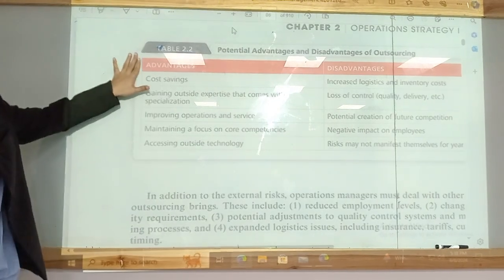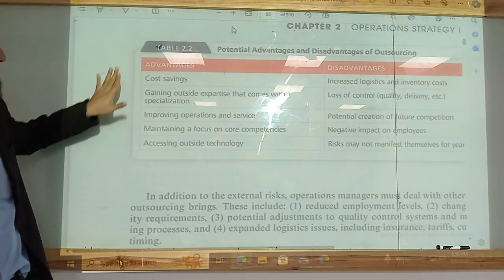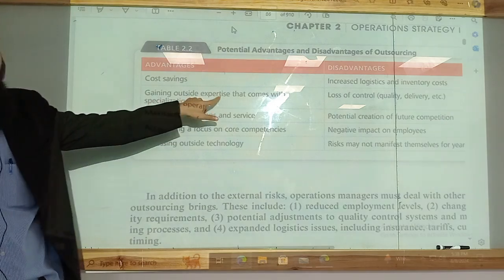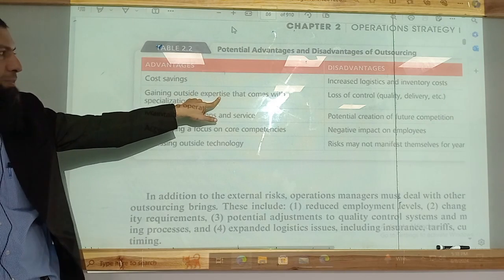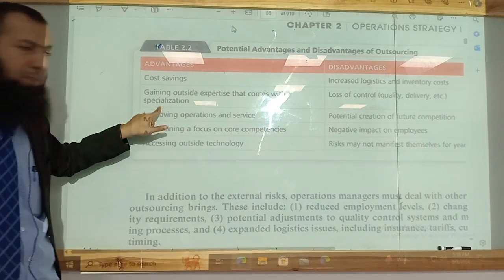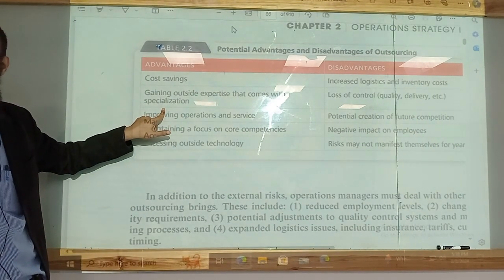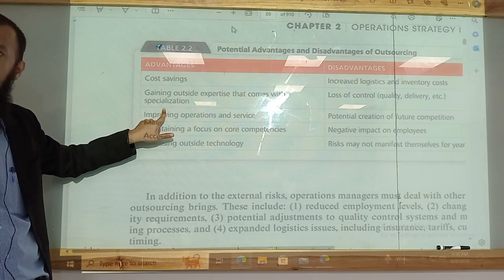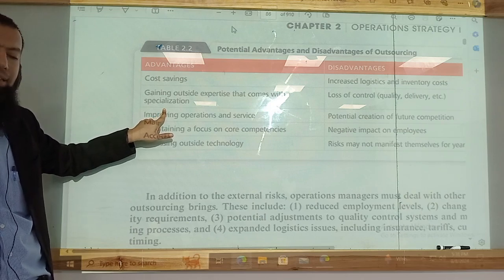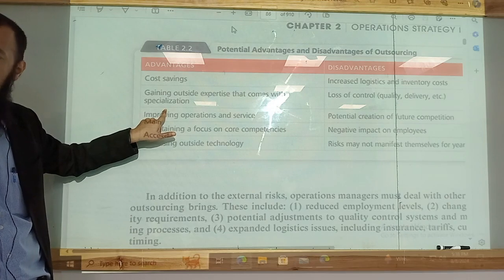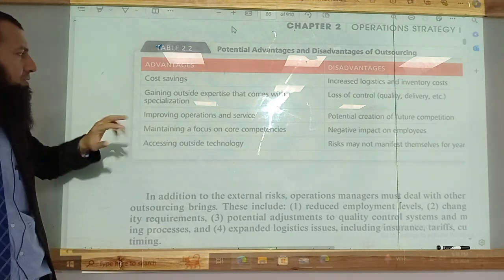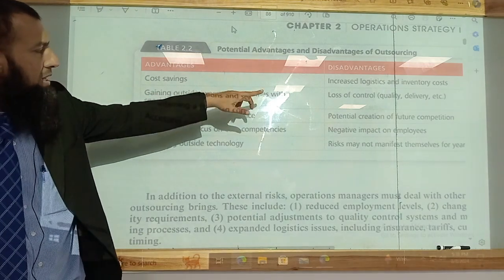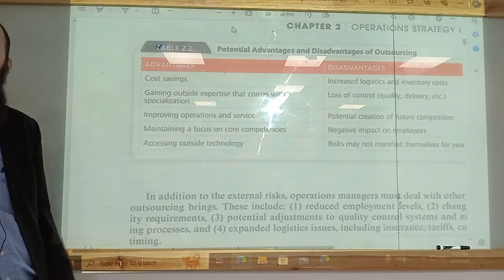You see, first advantage is cost. The other is gaining outside expertise. This is a very interesting point. Gaining outside expertise that comes with a specialization. Like the distributor, company hire the distributor. Okay? Company hire the sales professional. Company hire the technical people. Okay? Company outsource their services. So gaining outside expertise that comes with specialization.